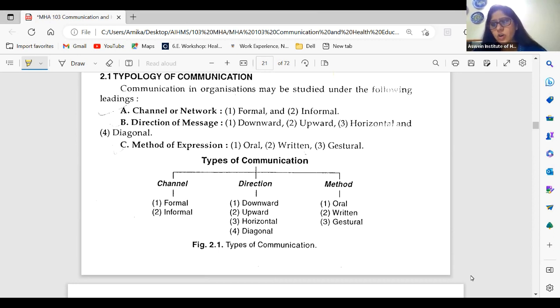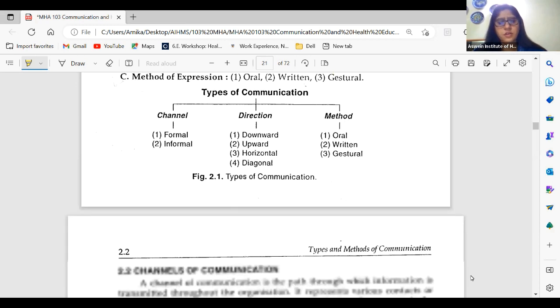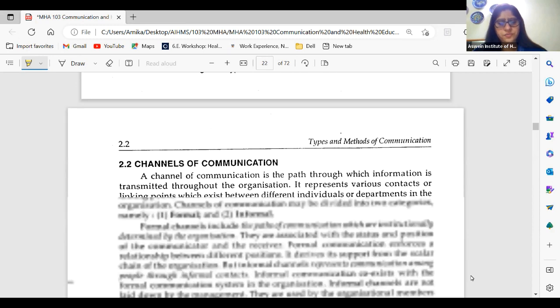So, first of all, let's talk about types of communication. Channels we have already discussed. It can be formal, it can be informal. I'll be talking about the difference between both of them. Directions, like how the communication goes, it can be downward, upward, then horizontal and diagonal also. And methods we have already covered: oral, written and gesture. So just try to remember this particular table. It will be used everywhere wherever you want.